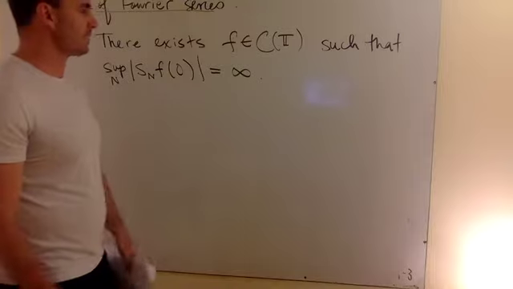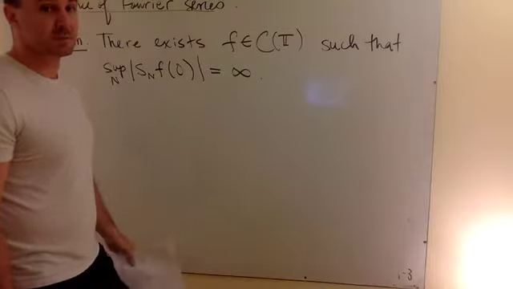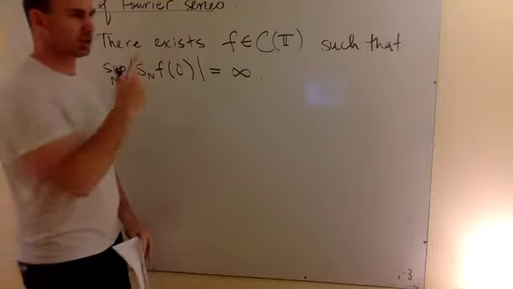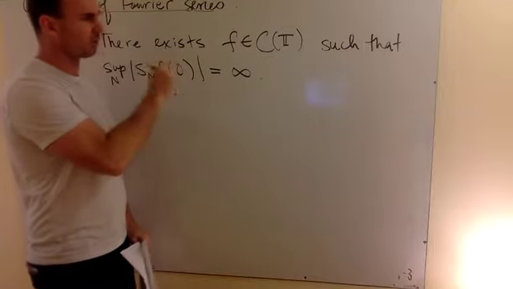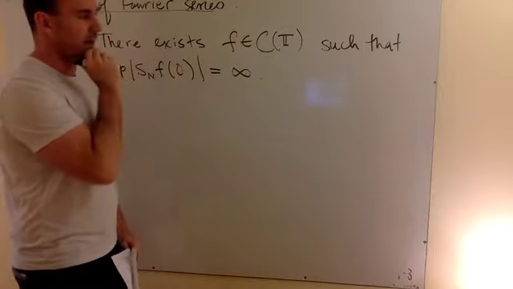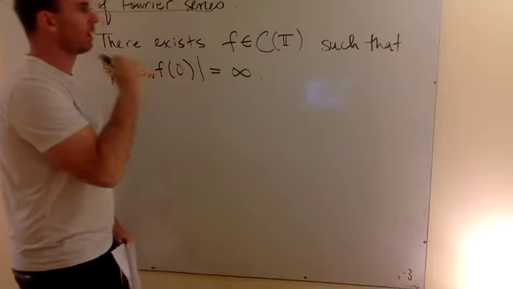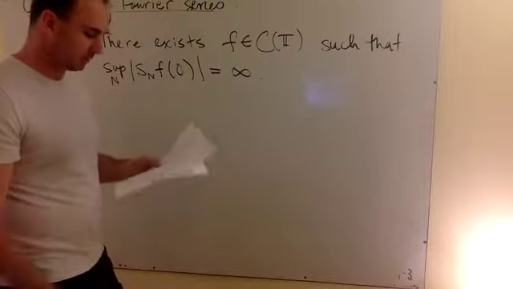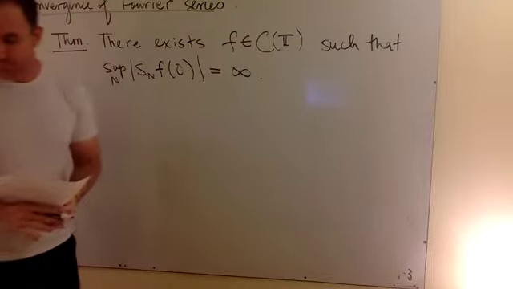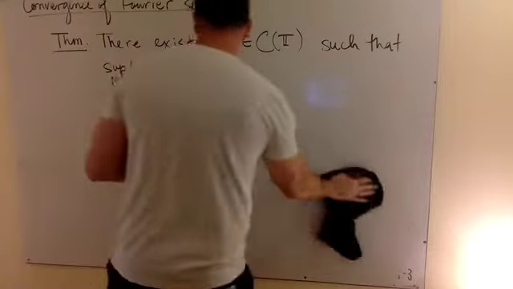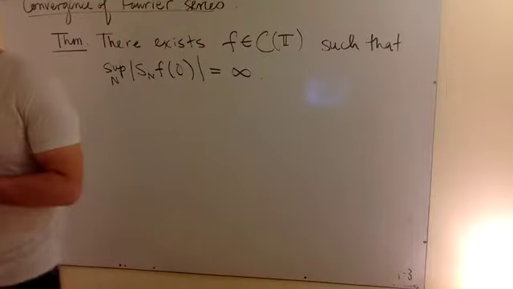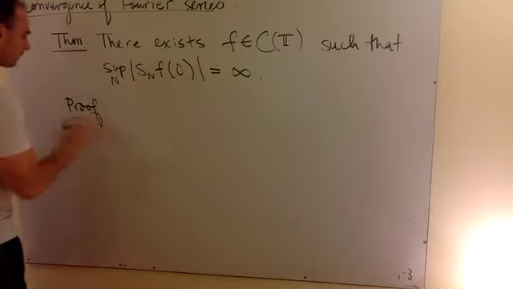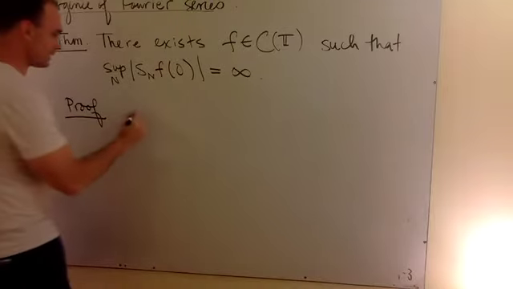All right, and so this is an interesting result, and we're just going to show the existence of it. Actually, there are constructive proofs of this, I'm pretty sure. I don't know of one off the top of my head. But this is just going to be an existence result that we get from the uniform boundedness principle. And so, let's do it. So first off, let's look at what this is.